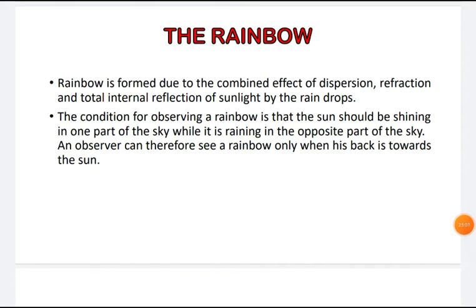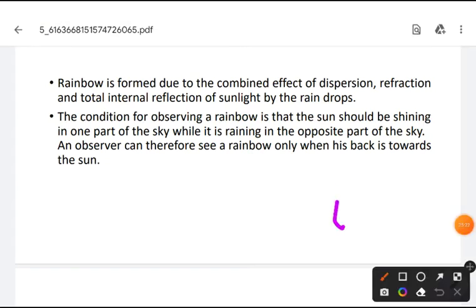Now we have to talk about the rainbow. The rainbow is formed due to the combined effect of dispersion, refraction and total internal reflection of sunlight by the drop. The condition for observing a rainbow is that the sun should be shining in any part of the sky while it is raining.